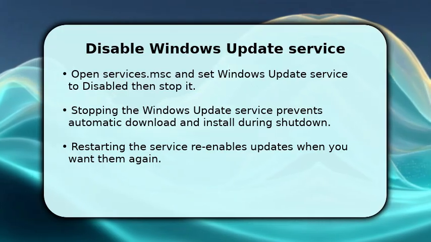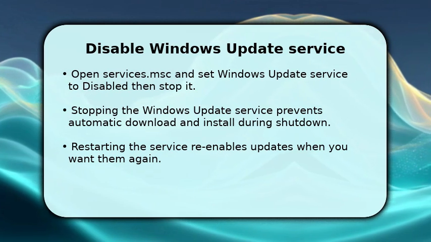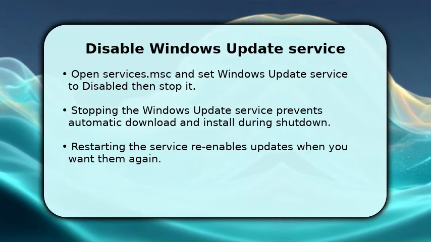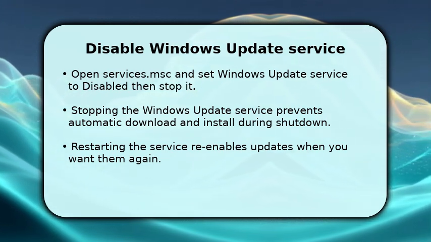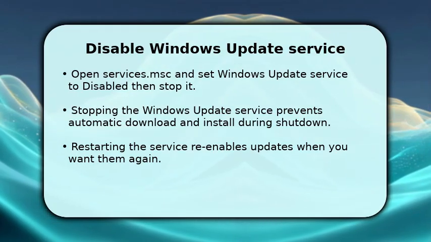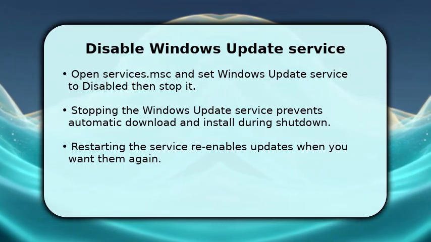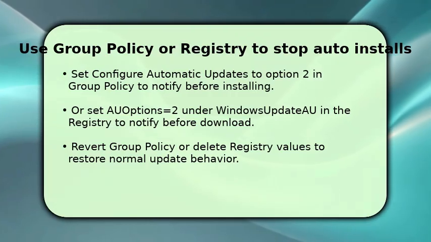Press Windows key plus R and type gpedit.msc to open Local Group Policy Editor if available. Navigate to Computer Configuration, Administrative Templates, Windows Components, Windows Update, then Configure Automatic Updates. Enable the policy and choose Option 2 to notify for download and notify for install.